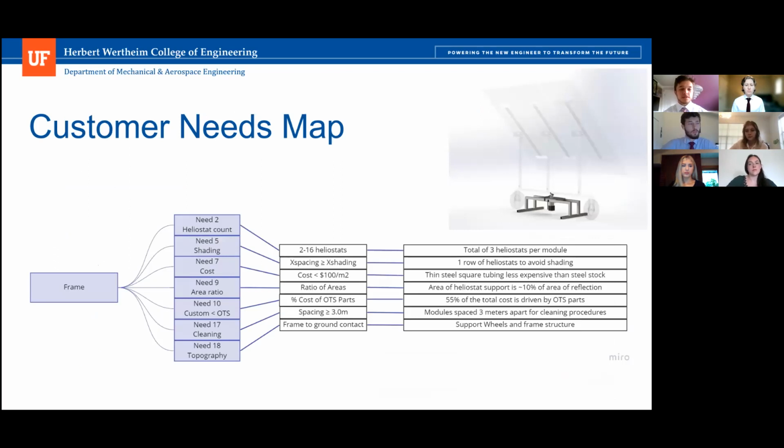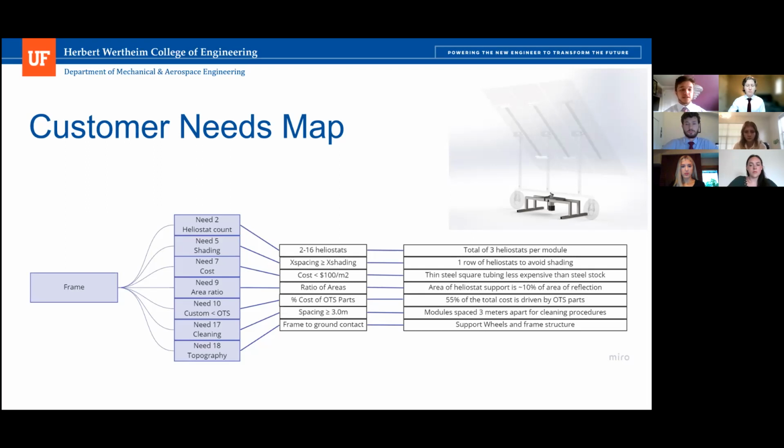Starting from the bottom of the SAR is the frame subsystem. The needs identified for this subsystem include the heliostat count, shading, cost, area ratio, percentage of off-the-shelf parts, module spacing for cleaning, and the topography of the location.